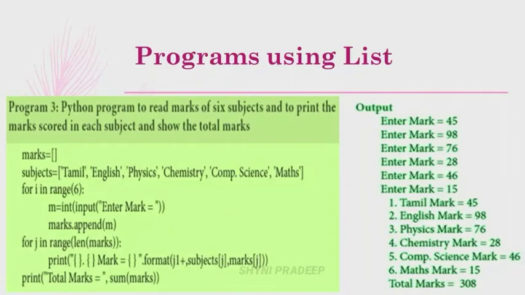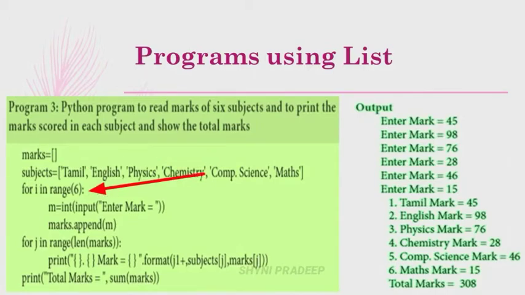Program to read marks of 6 subjects and print the marks scored in each subject and show the total marks. First you are creating the marks list. This is an empty list, because you don't know the marks. You have not calculated any marks till now. So it is an empty square bracket. See the subjects: Tamil, English, Physics, Chemistry, Computer Science, Maths.